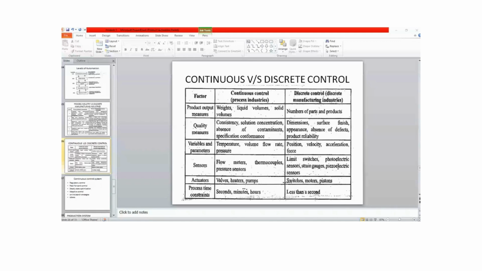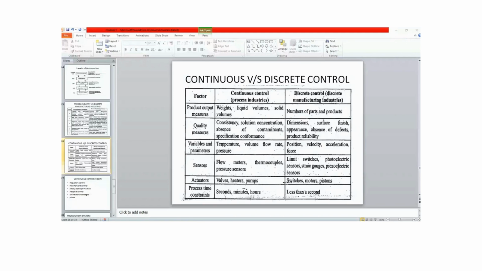In case of discrete manufacturing, you are going to consider what the dimensions are, whether the surface finish is good, what the appearance is, and whether any defects are present. What is the product reliability, the product duration, the life of the product? All those things you are going to consider with respect to the quality measures in the discrete control system.